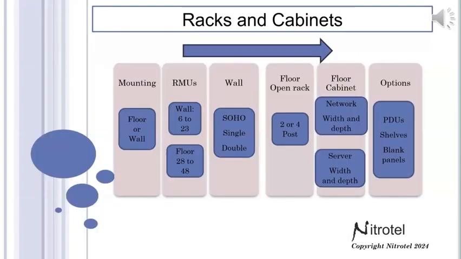When you're selecting a rack or cabinet from Nitrotel, there's a couple of things you need to know. Mounting, is it going to be floor mount or wall mount? How many rack mount units do you need? The wall mount units go from 6 to 23. The floor mounts go from 28 to 48.